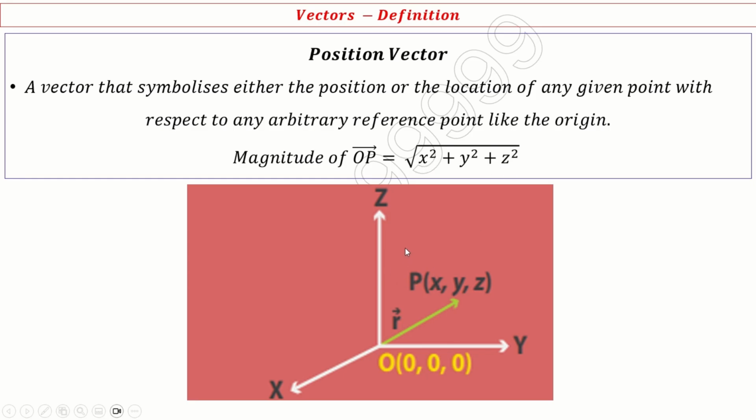So let's say I give you two positions, x1, y1, z1 and x2, y2, z2. Then the magnitude is the square root of (x2 minus x1) square plus (y2 minus y1) square plus (z2 minus z1) square. You would have already learnt this in two-dimensional coordinate geometry in your 10th class. Just extend it to three dimensions.